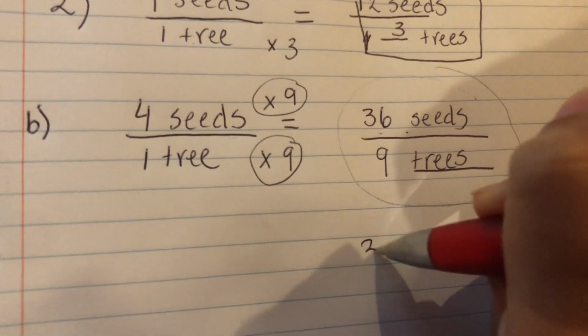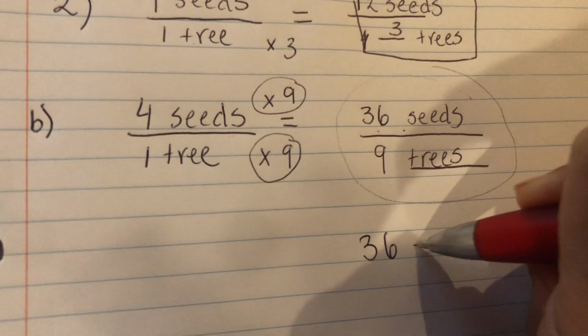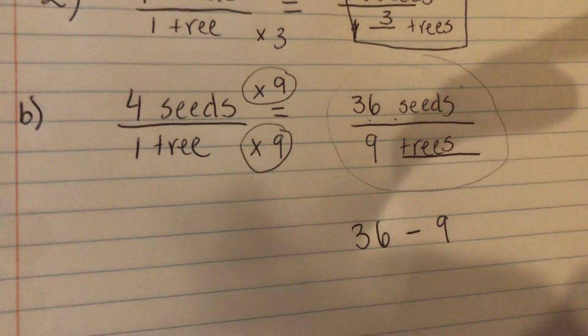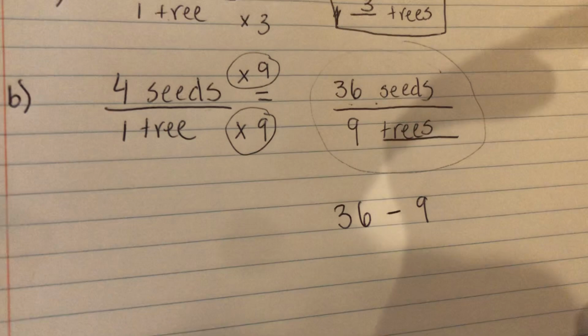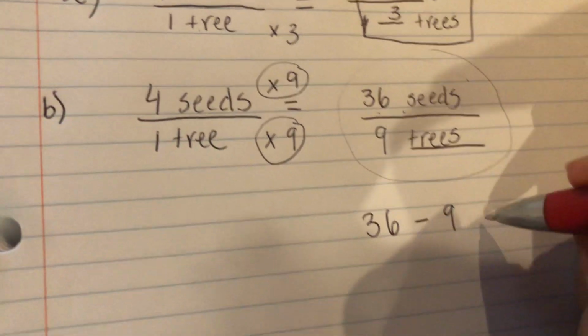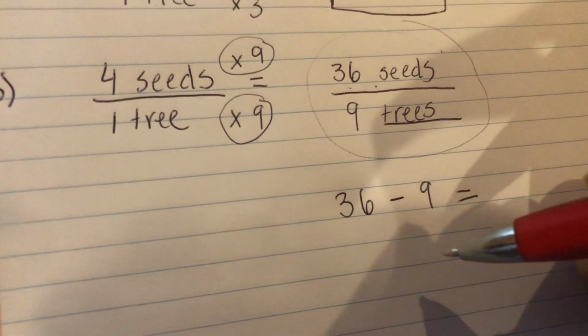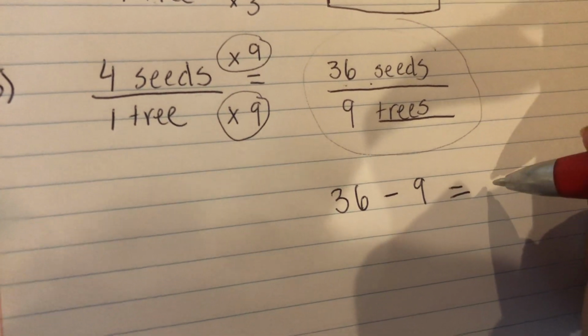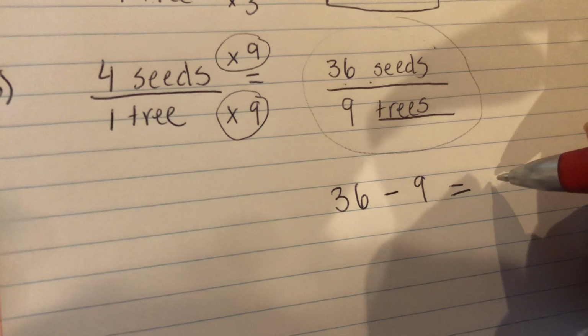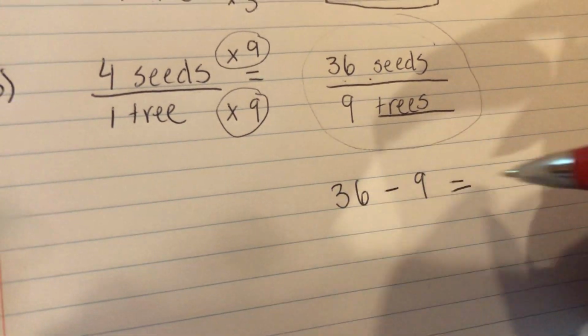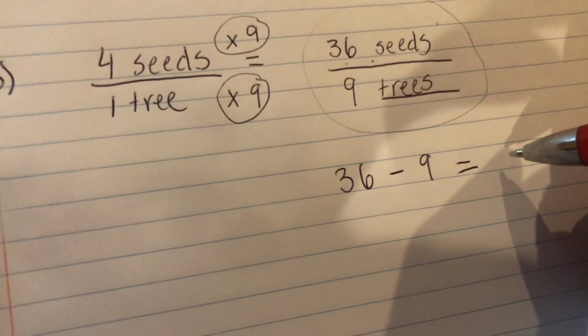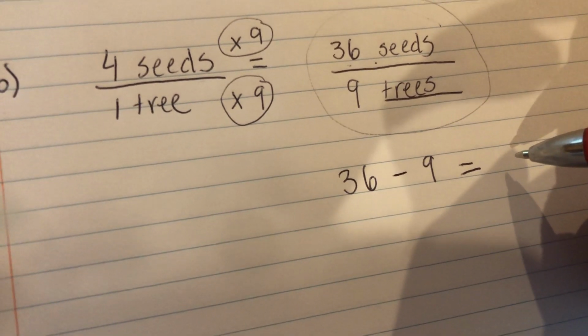So I'm going to do 36 minus 9. How many get left over, right? If 9 grow, how many don't grow? So we subtract. We're going to do 36 minus 9, and that's going to give me, oh man, why am I forgetting what 16 minus 9? Are you guys kidding me? Oh my gosh. 5.